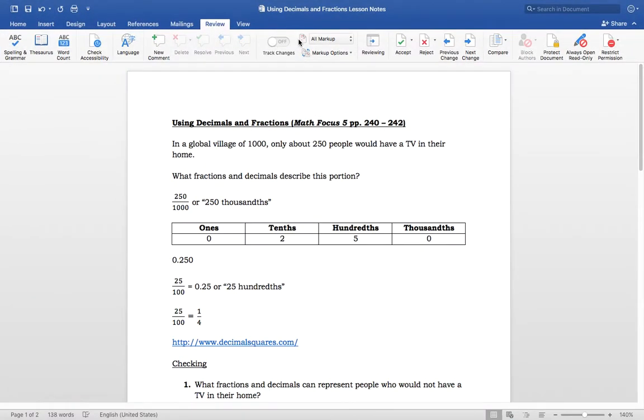All right, so this is our ninth lesson in our fractions unit. It's called Using Decimals and Fractions, based off of Math Focus 5, pages 240 to 242. So what we're going to do today is look at fractions and how they can be turned into decimals.